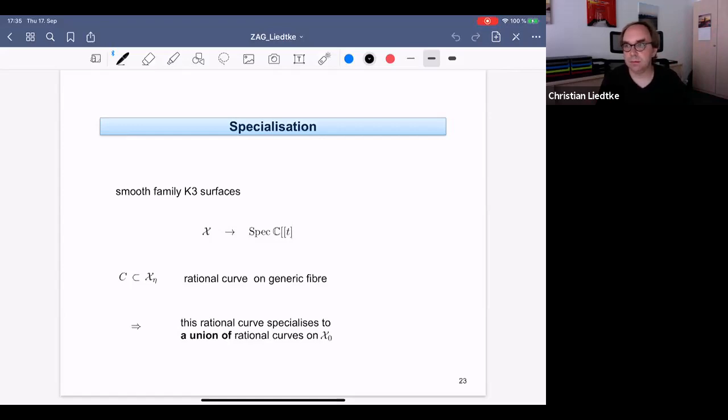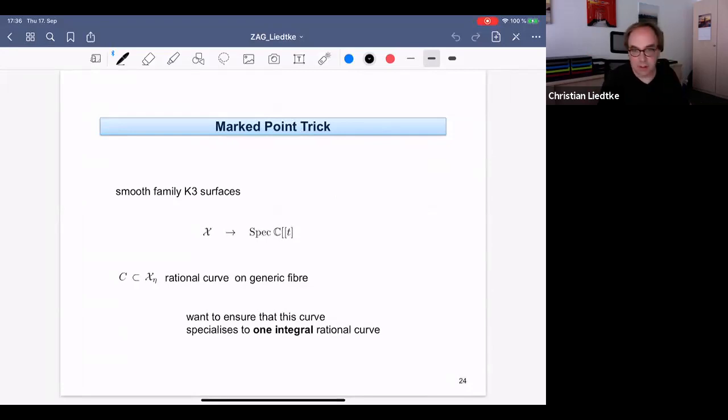And so you specialize to a union of rational curves. And now the question is, is there a way, at least in nice cases, where you have a controlled specialization? Can you have a result like: you have a rational curve on the generic fiber of a K3, you specialize it, and if you assume something, and I will come to that in a second, you can make sure that the specialization remains integral. It neither becomes reducible nor a sum of something or non-reduced. It stays an integral rational curve. This is what we want to do. We want to specialize rational curves to integral rational curves.